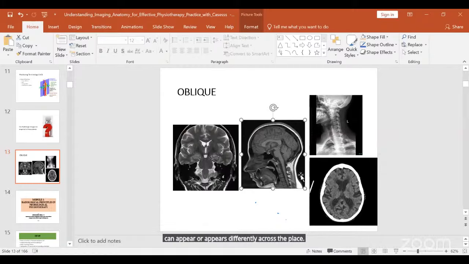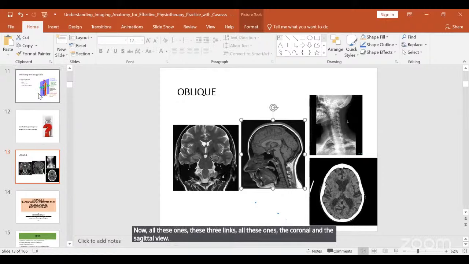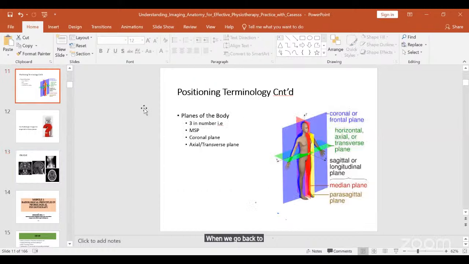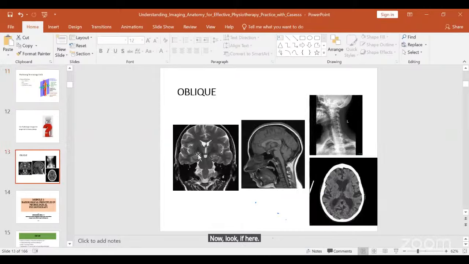Now, all these three planes, the coronal and the sagittal view, when we go back to these planes, you see all of these three planes are related with each other at an angle of 90 degrees. All of them are perpendicular to the other. Are we together? Yes, sir. Now, look, if here I say the coronal view is parallel to, let me not confuse you with this, but let me just go here.